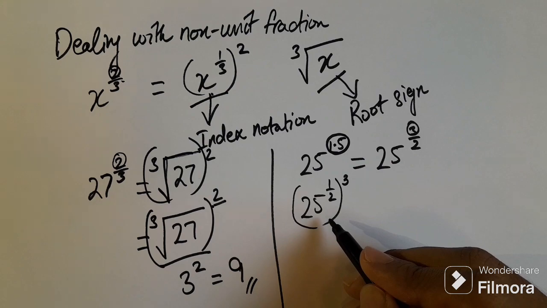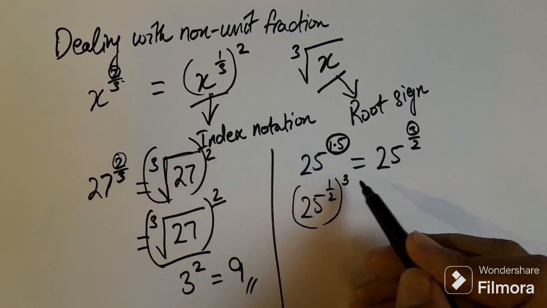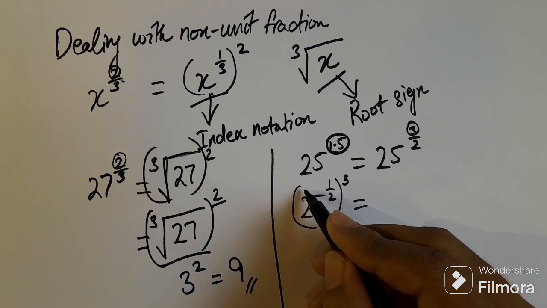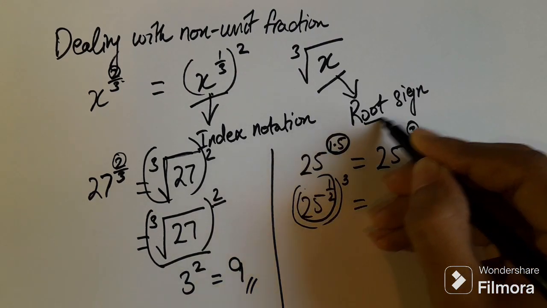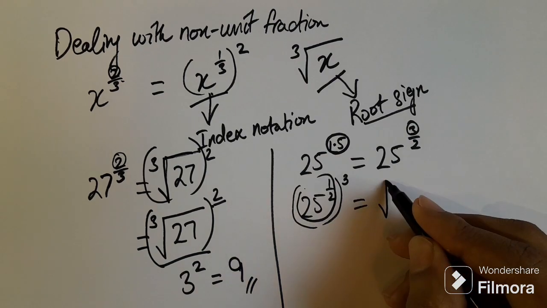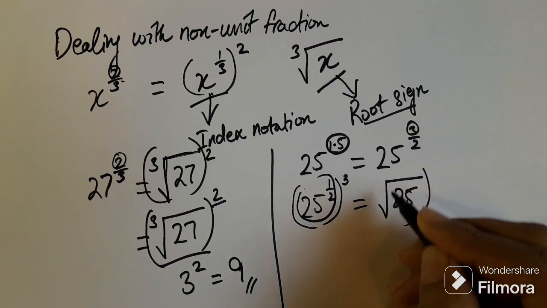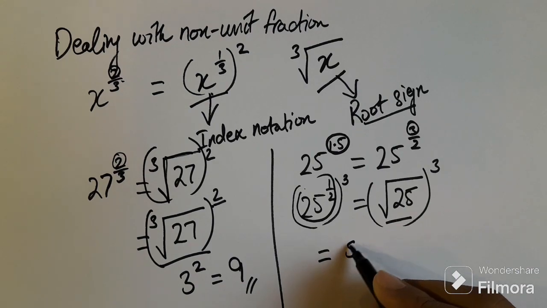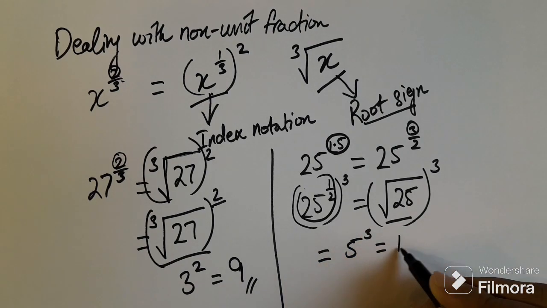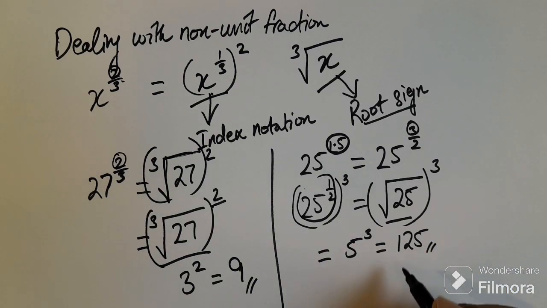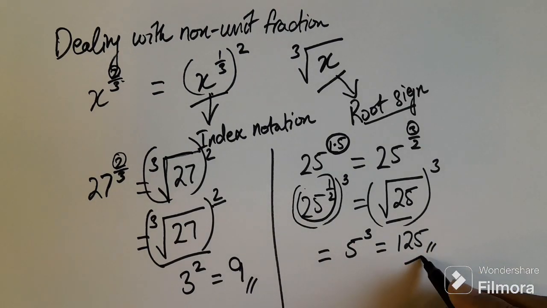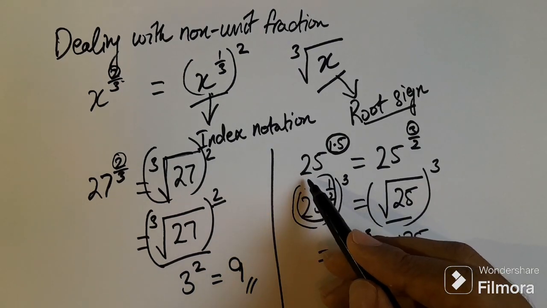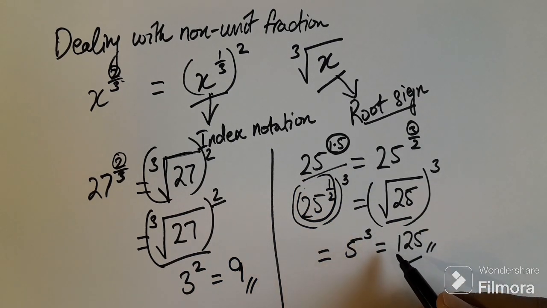Now we have this, which is index notation with the power outside. Then we will first solve this. We will convert this into root sign, so this will be the square root of 25, cubed. The square root of 25 is 5, then 5 cubed is 125. So the final value will be 125. This is how we will deal with non-unit fractions.